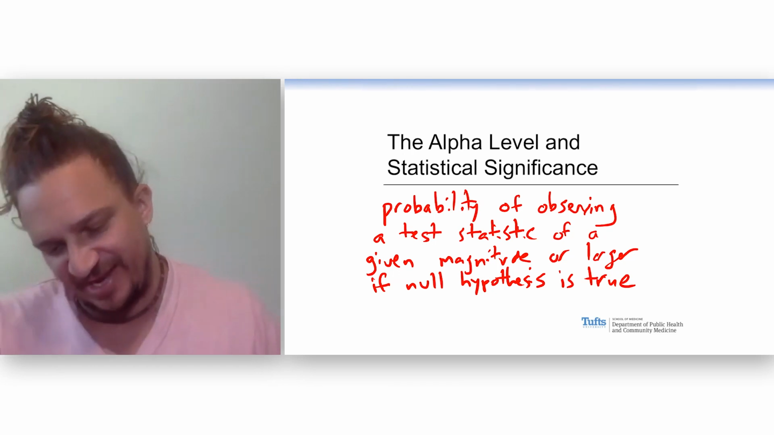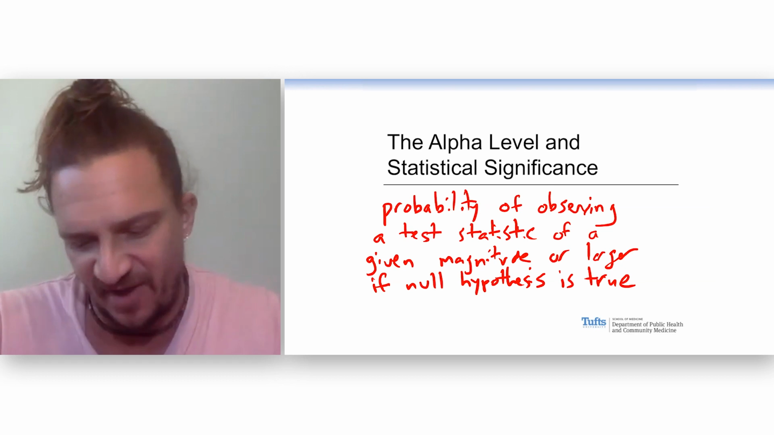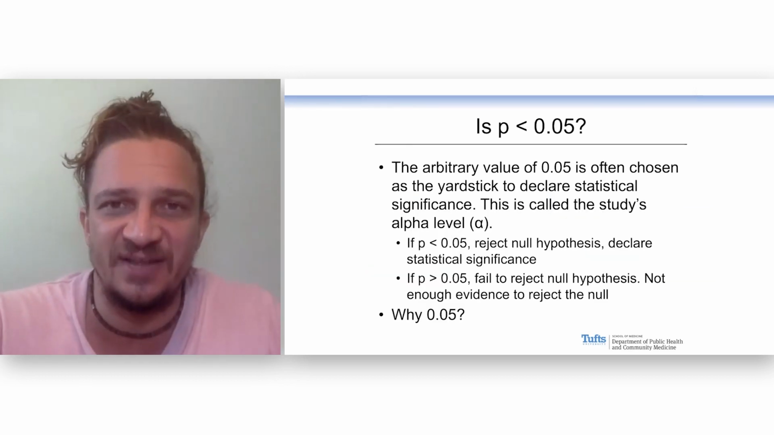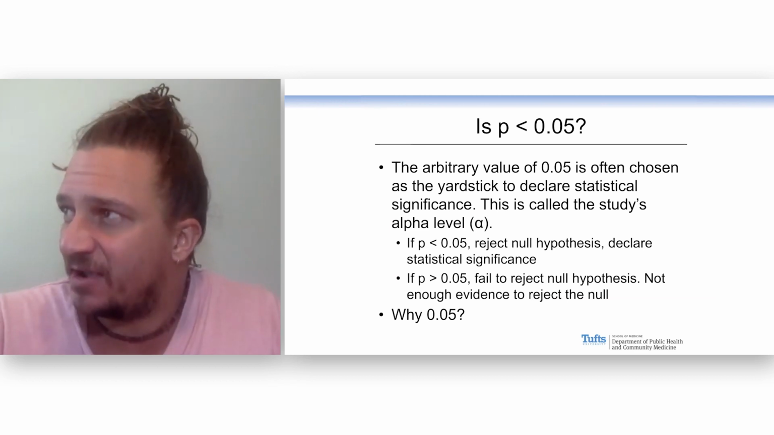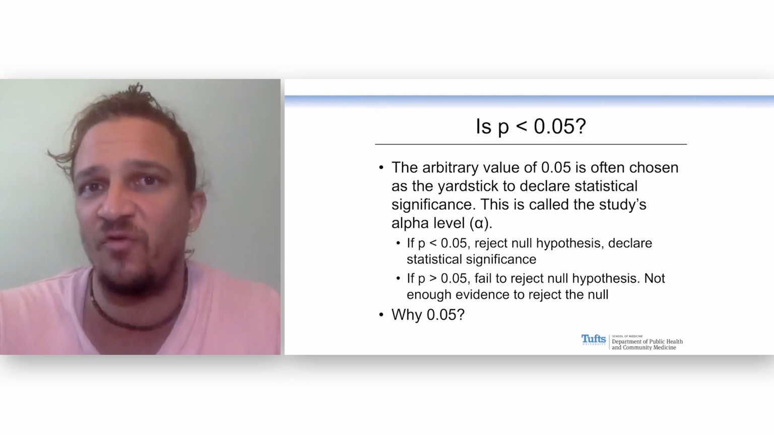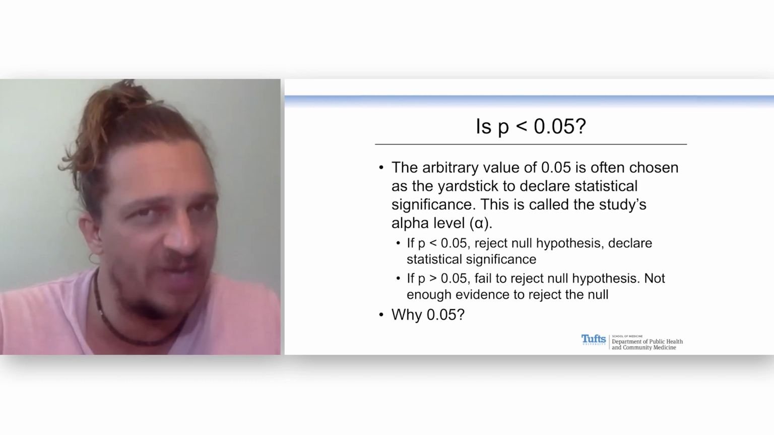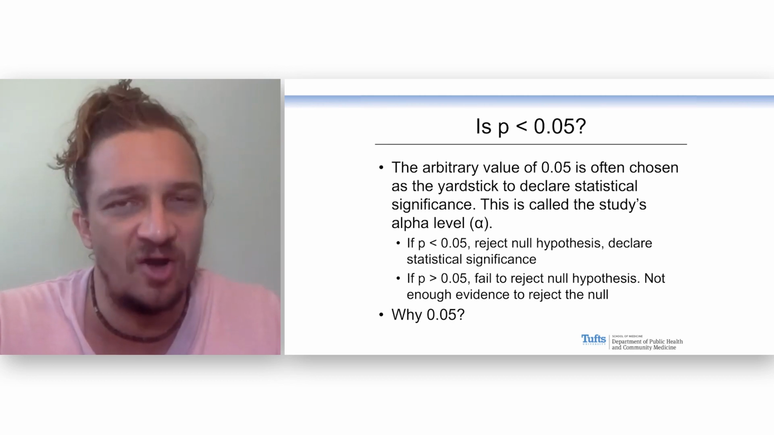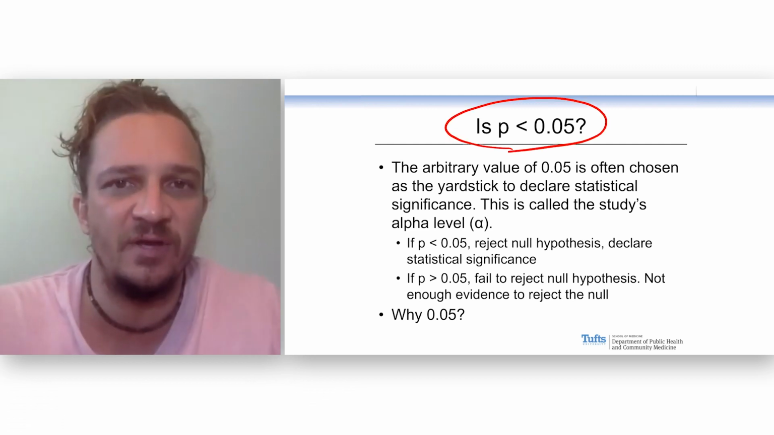The probability of observing a test statistic of a given magnitude or larger if the null hypothesis is true. That's our p-value. And now we have to decide, is it statistically significant or not? We have to agree upon some rules of this game. What is going to be a strange enough value to say, hey, let me reject that null hypothesis? You probably heard, is p less than 0.05?